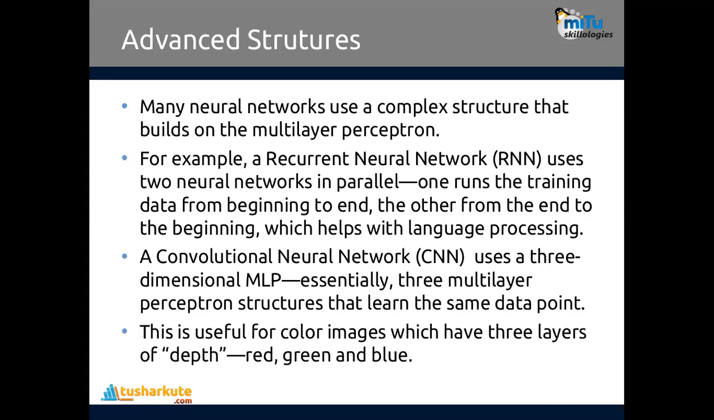The fourth one, after hyperparameters, is the advanced structures. These are complex structures that we derive from the multi-layer perceptrons. You have come across these techniques already; I'll just revise them. Many neural networks use a complex structure that builds on the multi-layer perceptron. For example, the RNN, the recurrent neural network, uses two neural networks in parallel. One runs its training data from beginning to end, and the other runs from end to beginning, which helps in language processing.